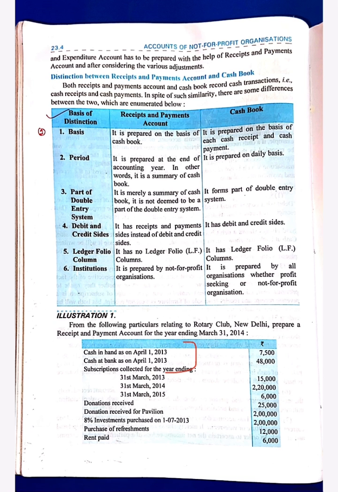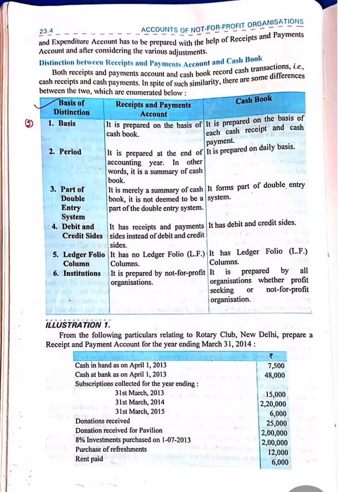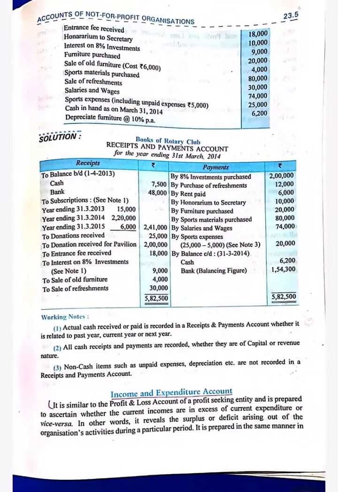Donation received from pavilion, receipt side. Investment purchase, payment. Purchase of refreshment, payment. Rent paid, payment. Entrance fee received, receipt side. Salary to secretary, payment. Interest on investment, receipt. Furniture purchase, payment. Sale of old furniture, receipt. Material purchase, payment. Sale of refreshment, receipt. Salary and wages, payment. Sports expenses, payment, including unpaid expenses. Unpaid expenses will be minus.